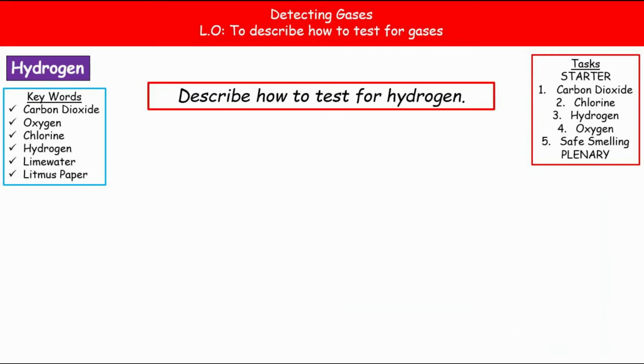The third gas we need to know how to test for is hydrogen. So see if you can explain how we test for hydrogen. Again, this is one I'm hoping you've done lower down the school.